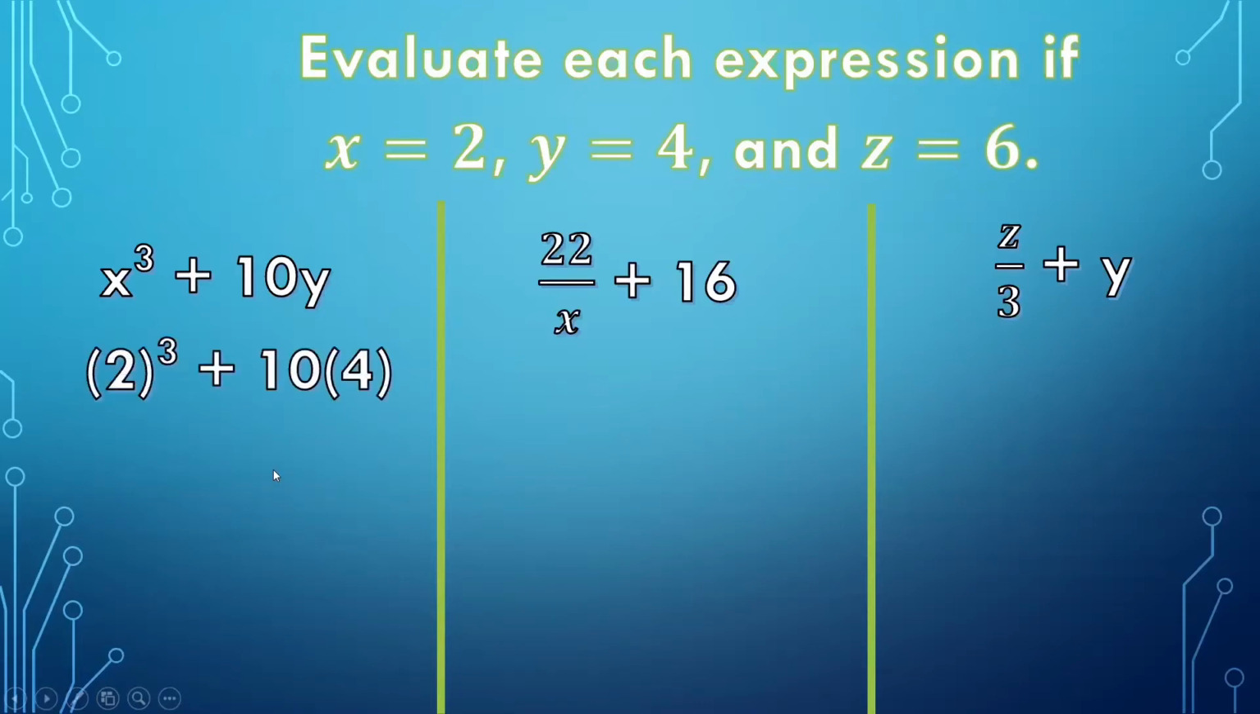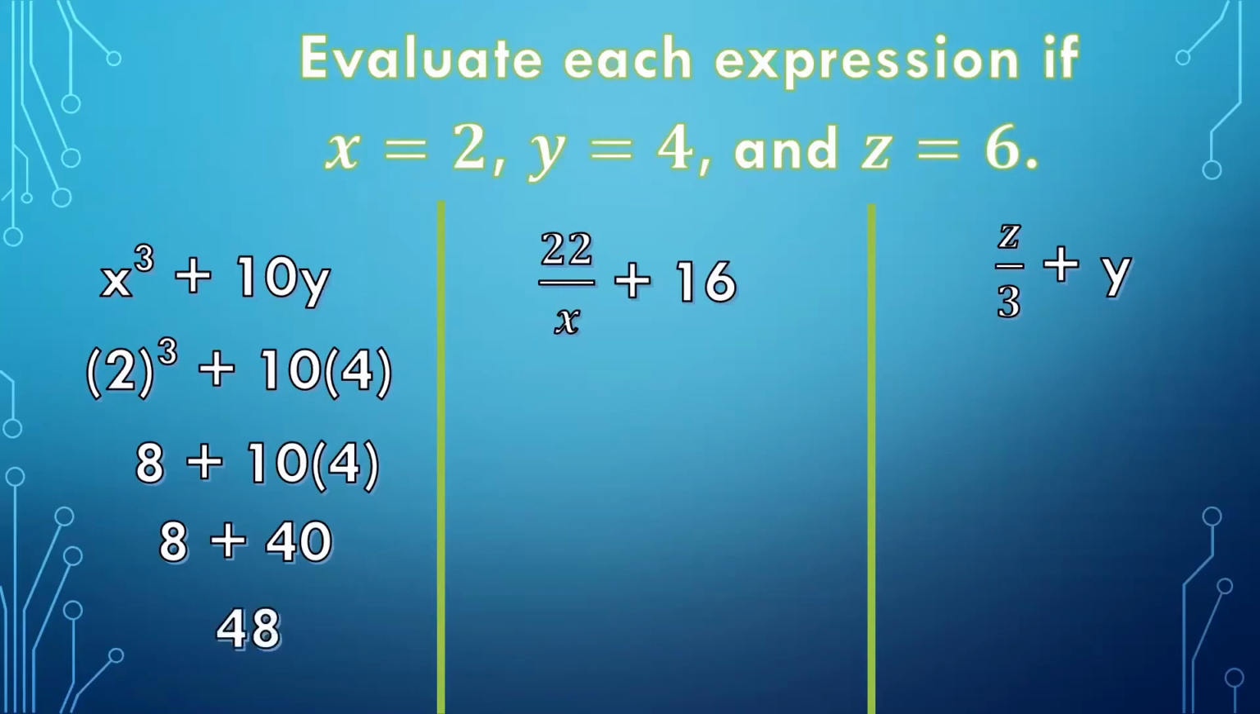So first I'm going to replace my variables with their values. I have 2 cubed, or 2 to the 3rd power, plus 10 times 4. I'm going to do my exponents first, and I'm going to get 8, because that's 2 times 2 times 2. Then I'm going to do 10 times 4, because multiplication comes next, to get 40. And all I'm left with is addition, so that I have an answer of 48. Does everyone see what I mean by order? Okay, let's try our next one.